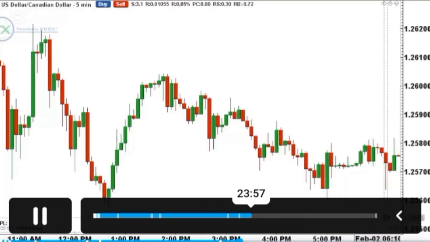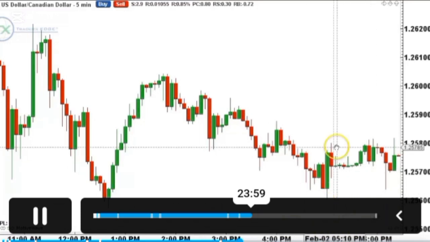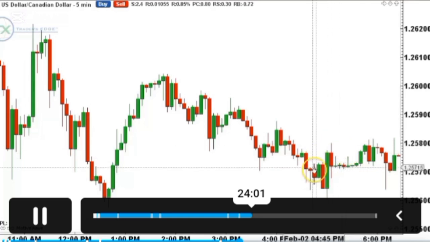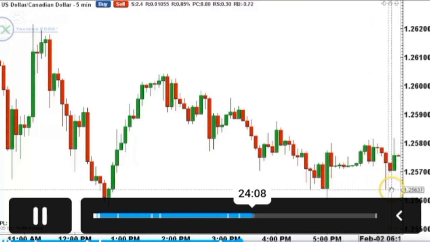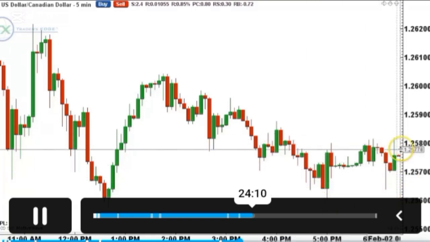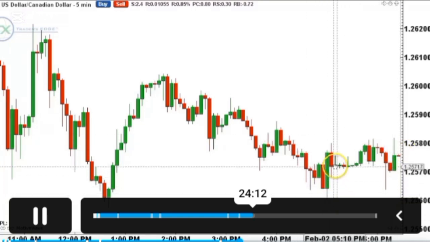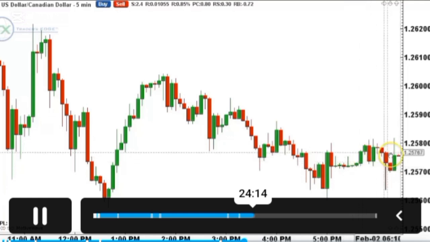Let's see about this one. In this little cluster, we do not have enough candlesticks. However, we could consider this little pattern right here. We have about 15 candlesticks, so let's label that. And let's see what happens there.